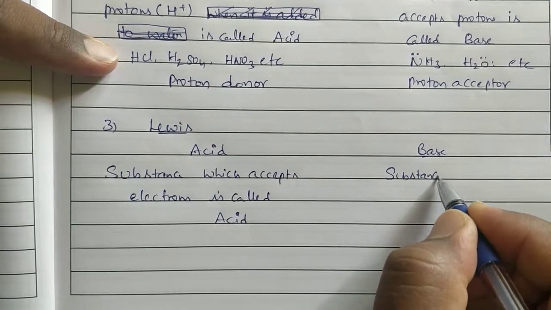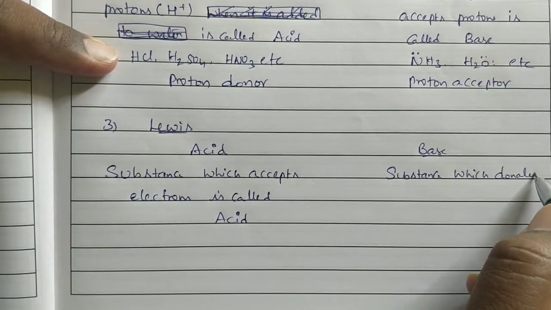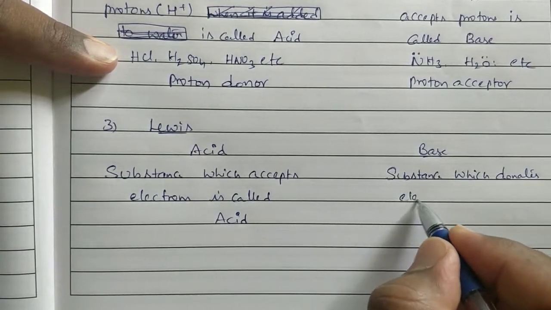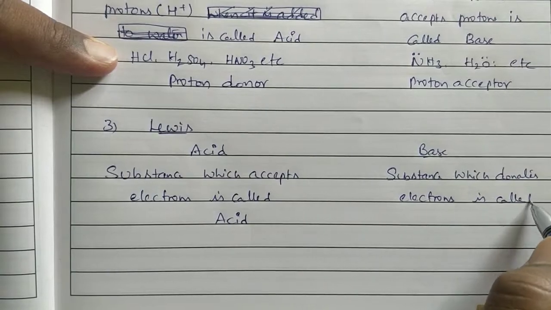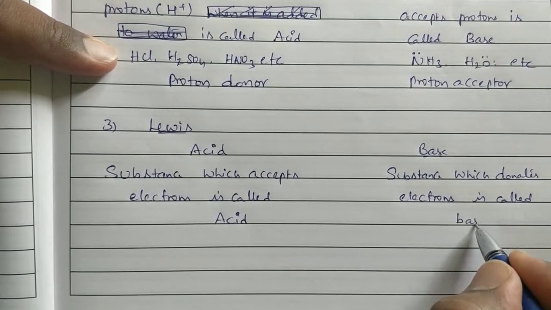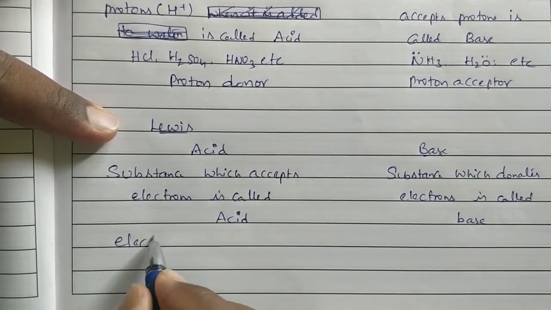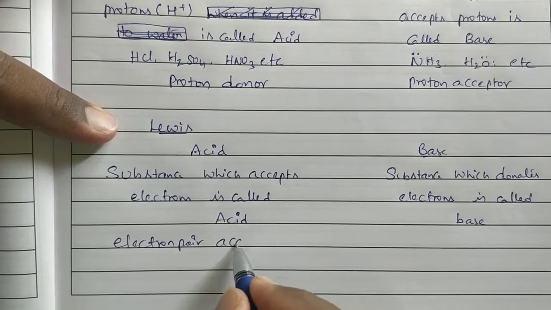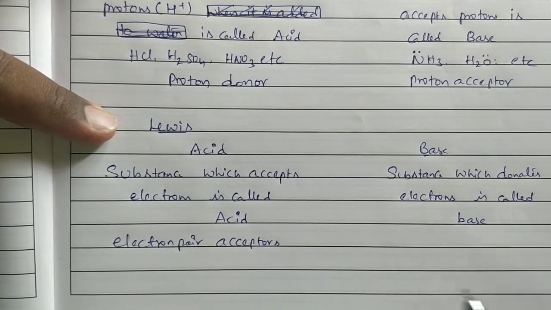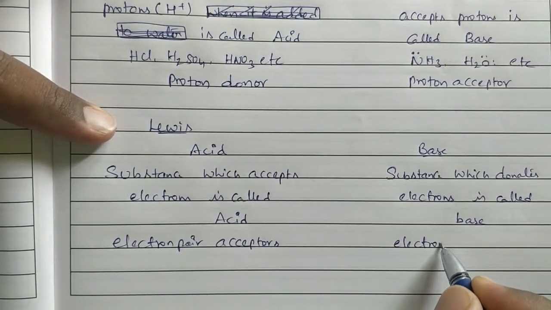Substance which donates electrons is called Lewis base. Simply, Lewis acids are called electron pair acceptors, and Lewis bases are called electron pair donors.